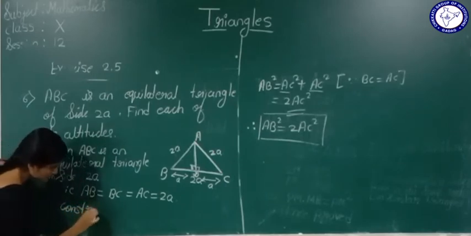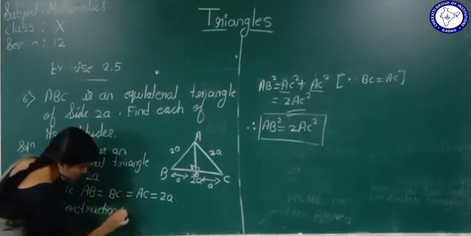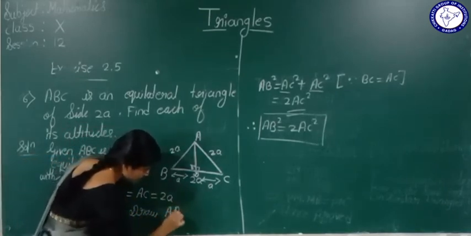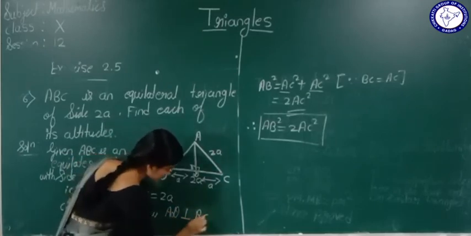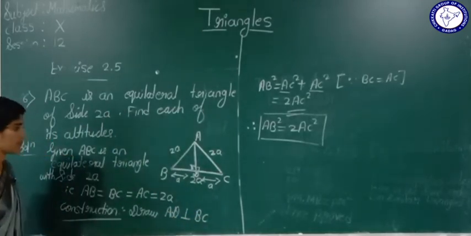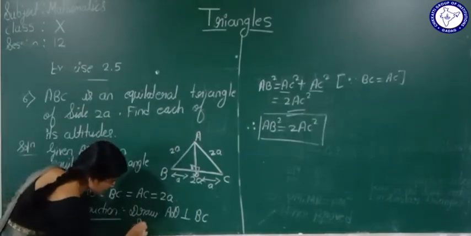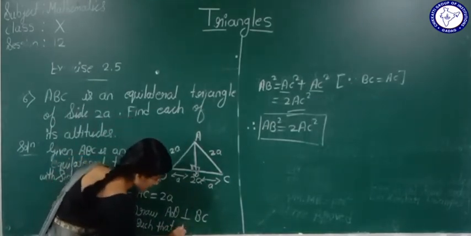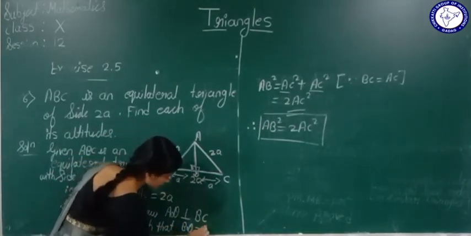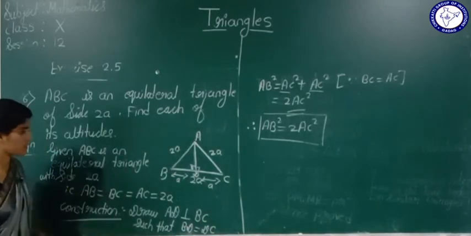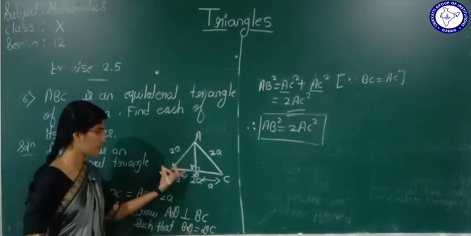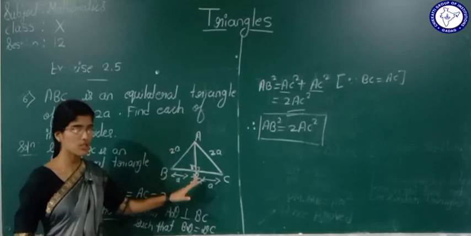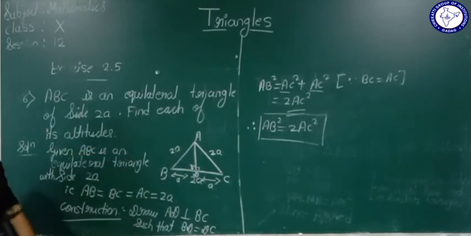Say, construction: draw AD perpendicular to BC such that BD is equal to DC. So draw AD perpendicular to BC such that BD should be equal to DC. Means we have drawn the altitude in such a way that it is a perpendicular bisector.